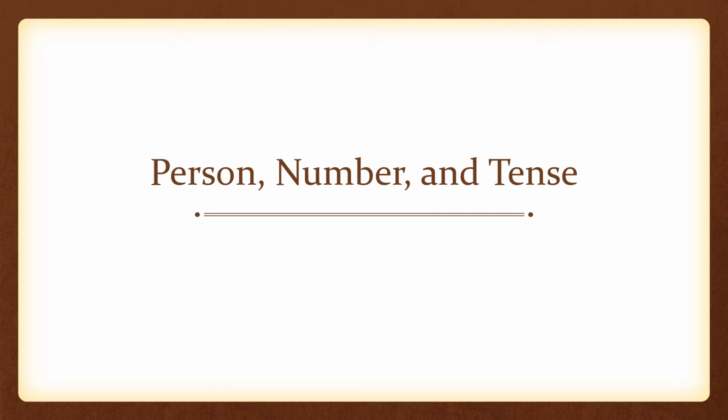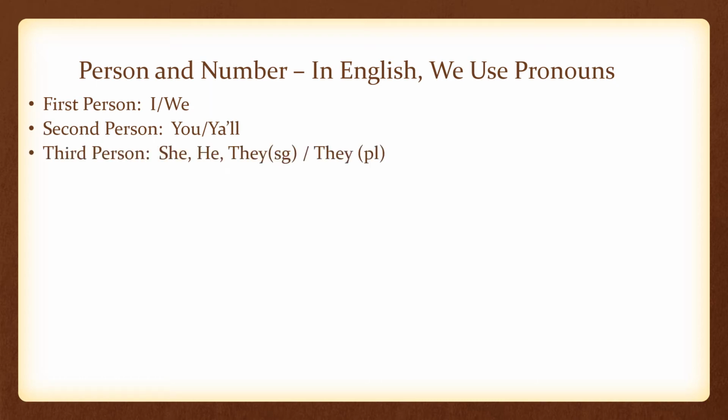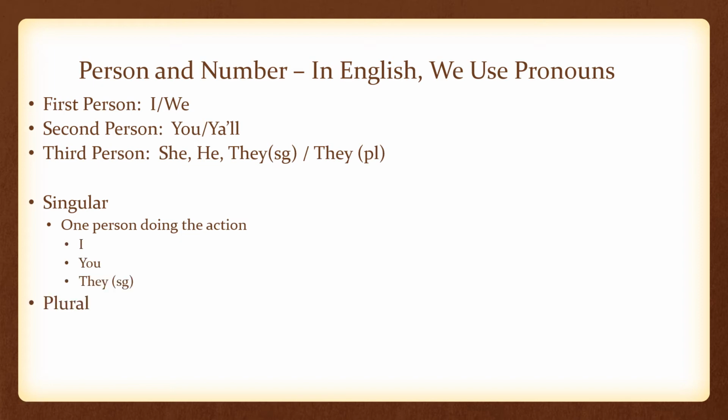Let's talk about person, number, and tense. In English, we use pronouns to show person and number. First person, I or we. Second person, you or y'all. Third person, she, he, they singular, or they plural. To organize these a different way, the singular pronouns, one person doing the action: I, you, they singular. Plural, when there's more than one person doing the action: we, y'all, and they plural.